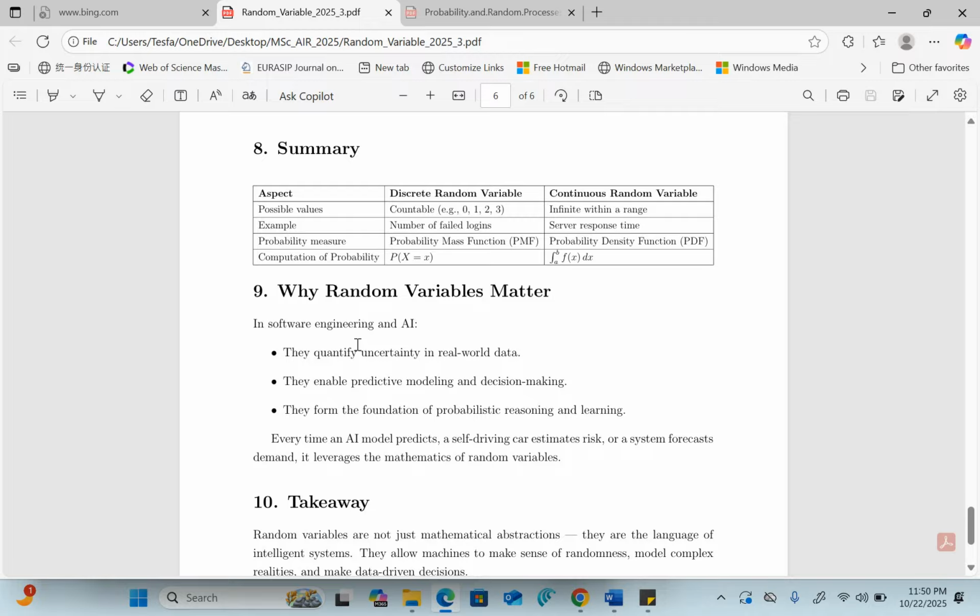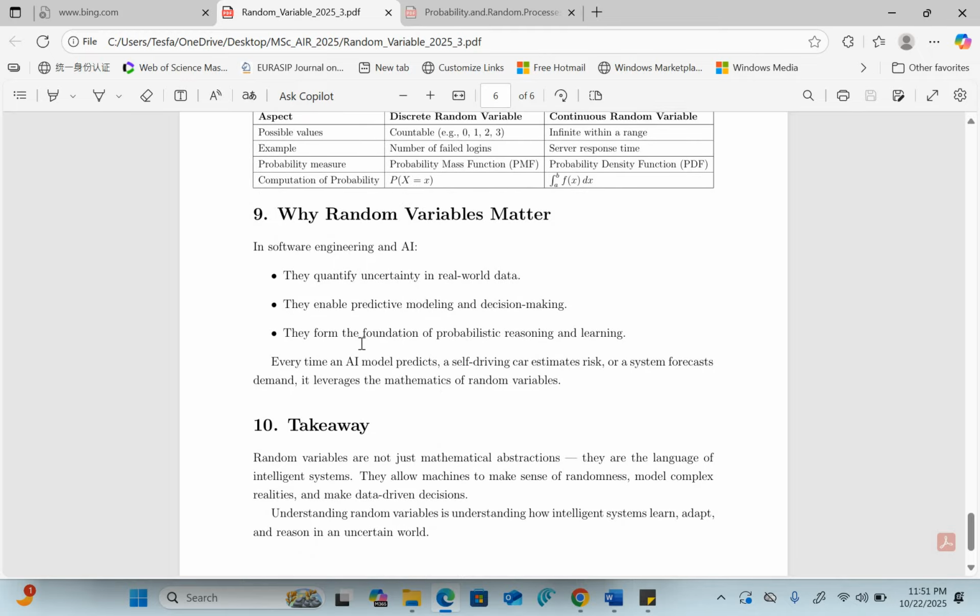So to wind up our lecture, why do random variables matter to study? Obviously, in software engineering and AI, and in any system where uncertainty is involved, and of course in real life, uncertainty is inevitable, as I said at the beginning of the video. So they quantify uncertainty in real-world data. That's number one. They enable predictive modeling and decision making. They form the foundation of probabilistic reasoning and learning.